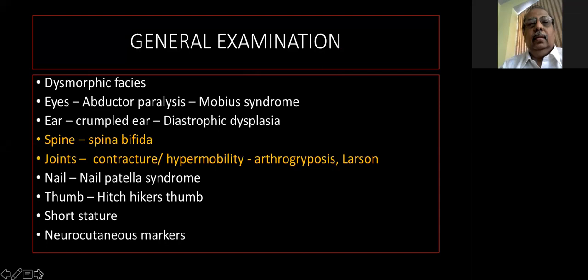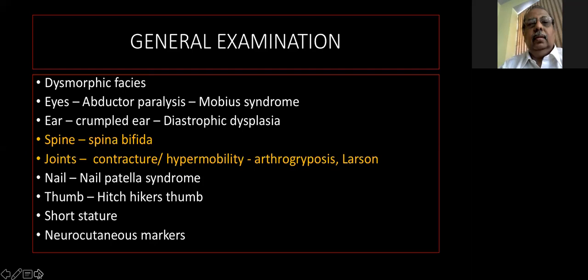In the general examination, many of these things are not necessary for you at the PG level, but you have to do a head to foot examination. Look for dysmorphic facies. In the eyes, there may be abductor paralysis, as in the case of Mobius syndrome. In the ear, there may be a crumpled ear, which may indicate diastrophic dysplasia. In the spine, look for spina bifida, that is very important, and other neurocutaneous markers, especially in the midline, things like a tuft of hair, a lipoma, a dimple, all these you have to look for.